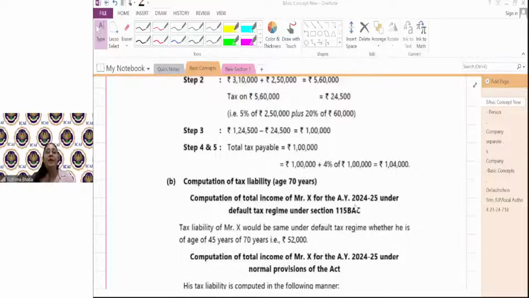Perfect. Please practice, practice, practice. Partial integration is a concept not applicable on companies, not applicable on LLP, not applicable on firms. वहां पे agriculture income is full exempt. यहाँ पे भी agriculture income is exempt, but if you have only agricultural income.